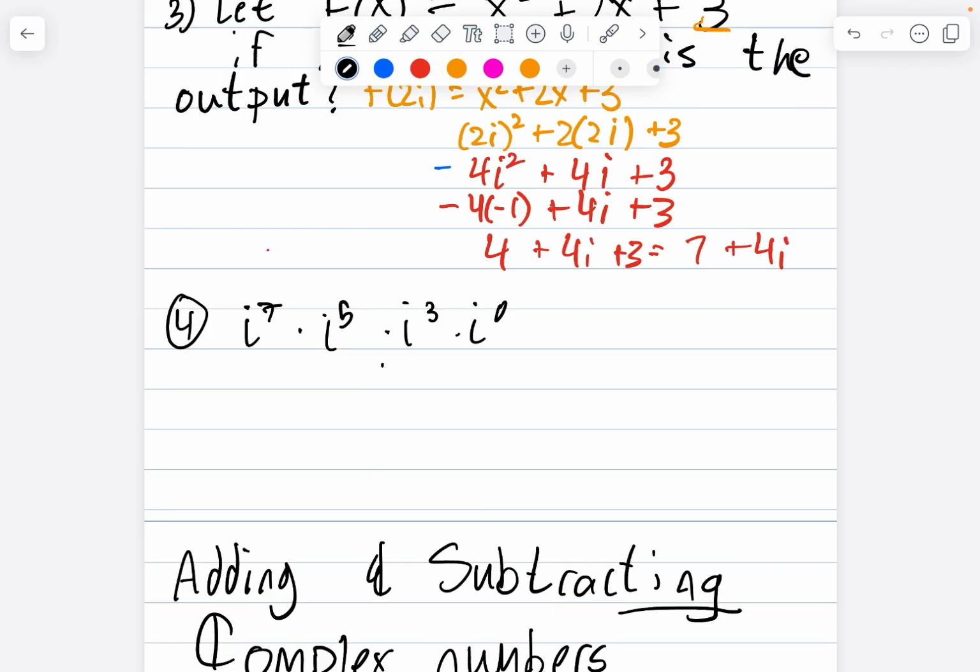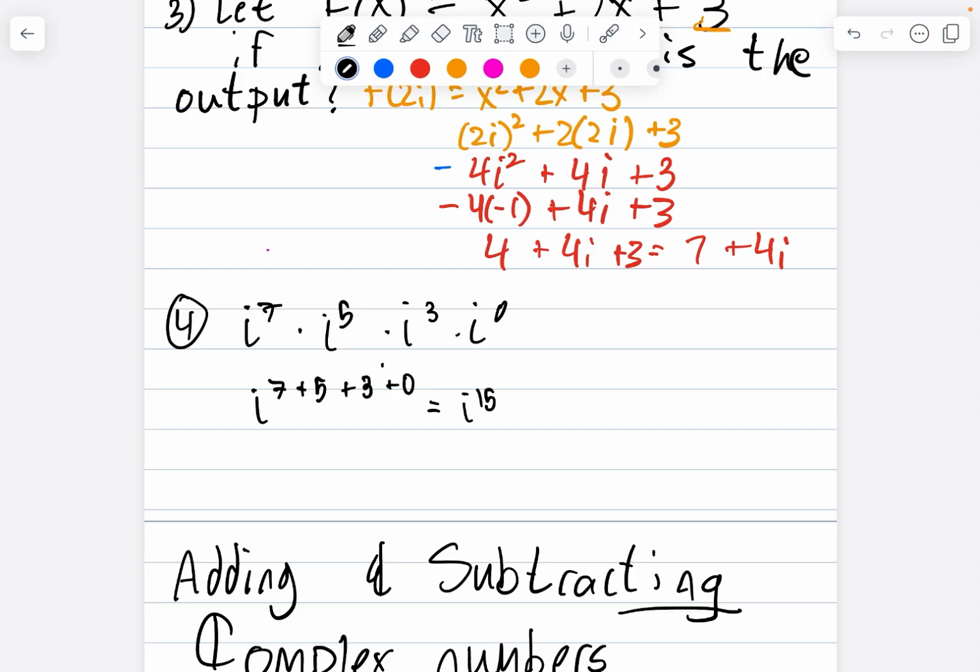Let's take a look at number 4. i to the 7 times i to the 5 times i to the 3 times i to the 0. The easiest way to do a problem like this is it's the same base, you just add up the exponents. So let's do that, all right? So this becomes i to the 7 plus 5 plus 3 plus 0. So 7 plus 5 plus 3 is 15. I'm not going to add plus 0 because any number plus 0 is itself. I'm going to get i to the 15.